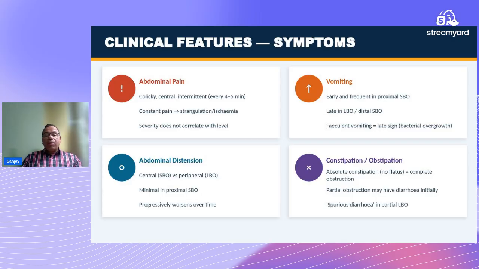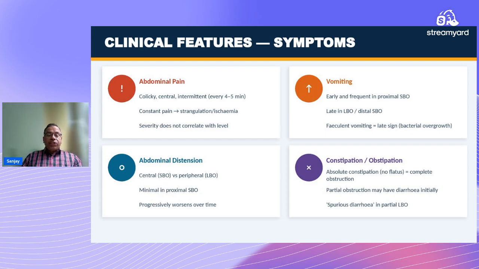Now, the second important clinical feature is vomiting, which is quite frequent and early in a proximal small bowel obstruction and quite late in large bowel obstruction or distal small bowel obstruction. Feculent vomiting is a very late sign, generally seen in large bowel obstruction.